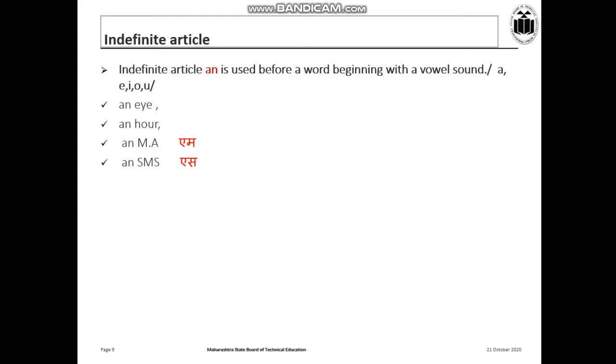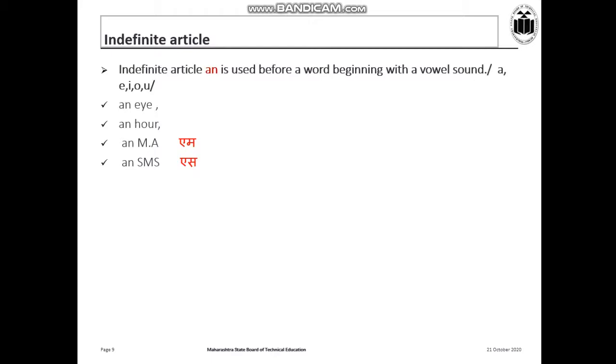An hour. H is silent here. That means it is also a vowel sound. An M, we feel that M comes under consonant. But here we are using an. What is the reason behind it? Because the initial sound of M begins with a vowel sound.